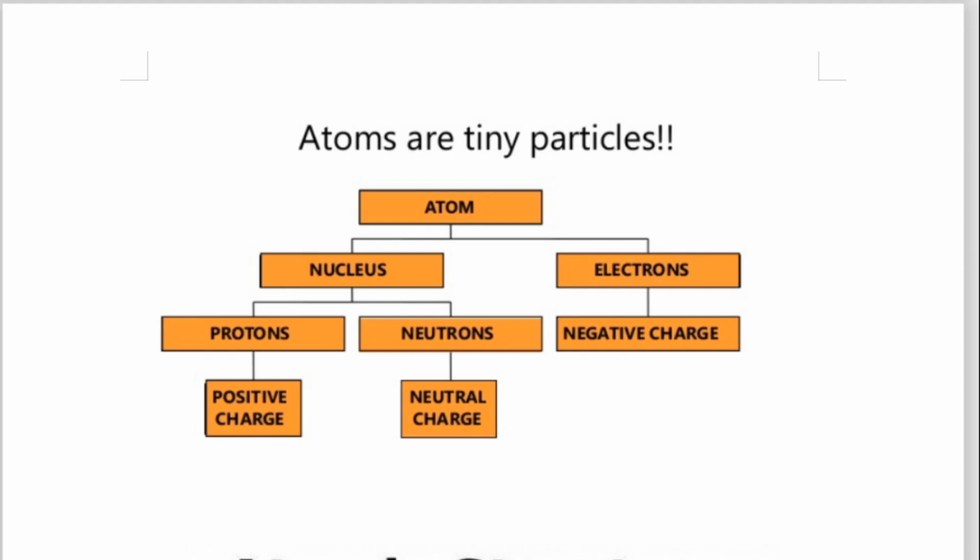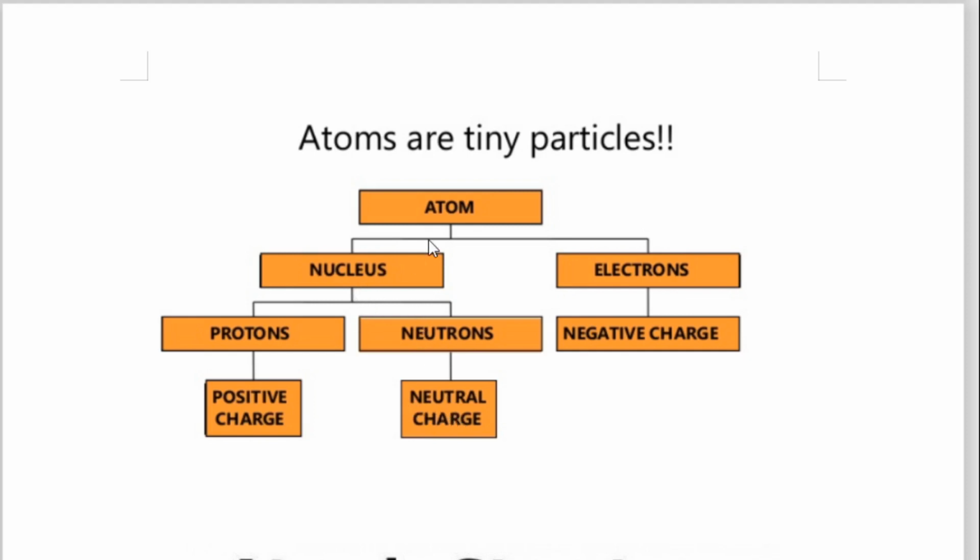What do we mean by the atom? So atom is a tiny particle. So atom consists of what? Atom consists of a nucleus, and the nucleus consists of protons and neutrons. Protons are positively charged, and neutrons, as the name suggests, are neutral. There is no charge on a neutron.